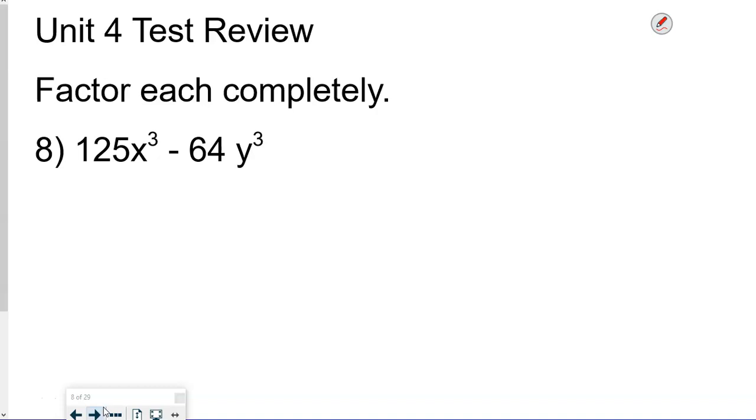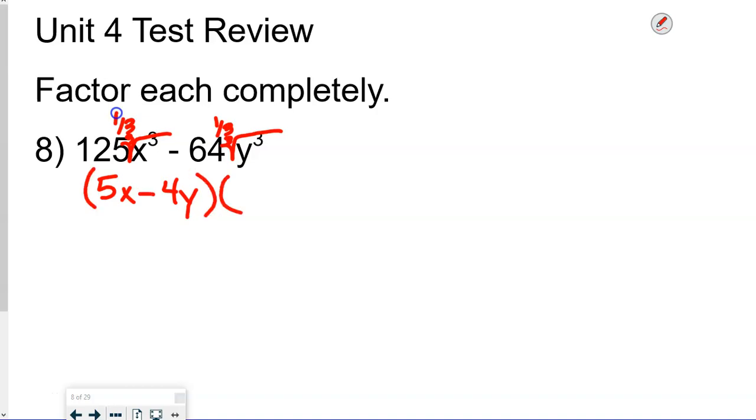So our next one is similar. So once again, we're going to take 125 to the 1/3 power. That's going to be 5. We're going to take the cube root of x cubed. So that's going to be x. We're going to take 64 to the 1/3 power. That's going to be 4. We're going to take the cube root of y to the third, that's y. And we're going to keep that sign, the minus.